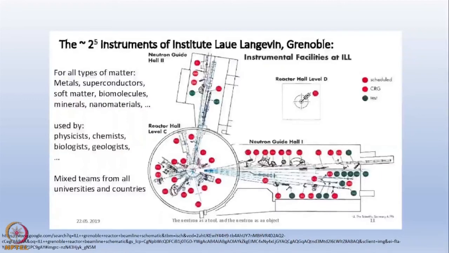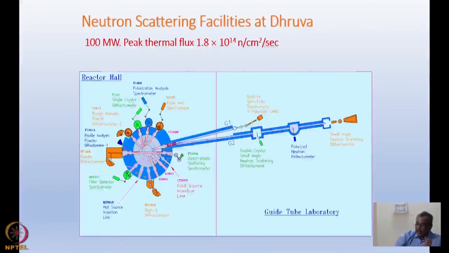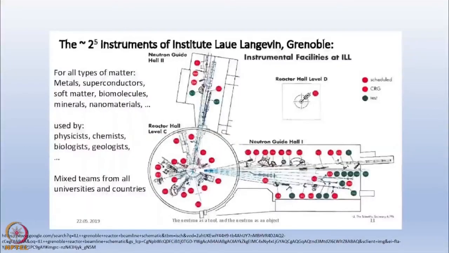Similarly, if I talk about the best reactor in the world, Institut Laue-Langevin in Grenoble, this is the typical look for the reactor hub and the guides. So there are 2^6, that means 64 instruments in this place, and that's what they mean. And this is how they are accommodated on the guides. And again, the look of the guide hall. I haven't got a photograph here, so it will be similar to what you saw at NIST.